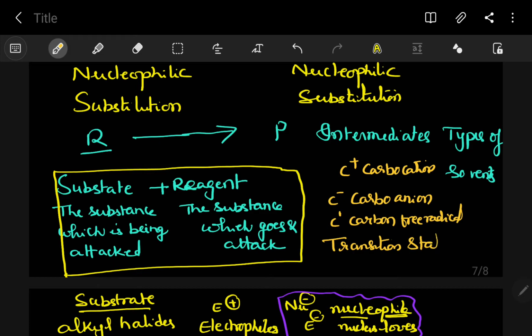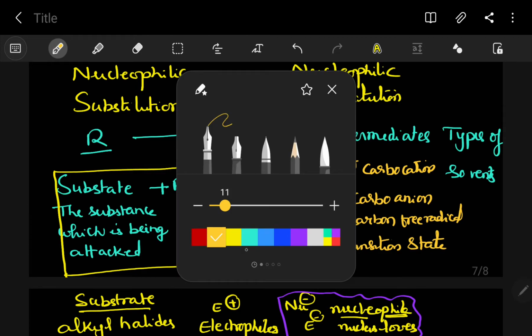Now in our SN1 and SN2 substitution reactions, what we are using mainly is these. What are those?